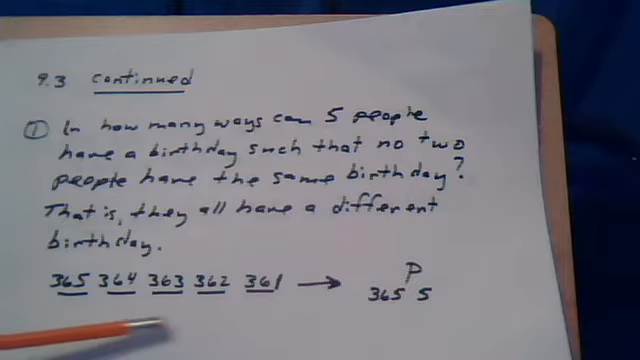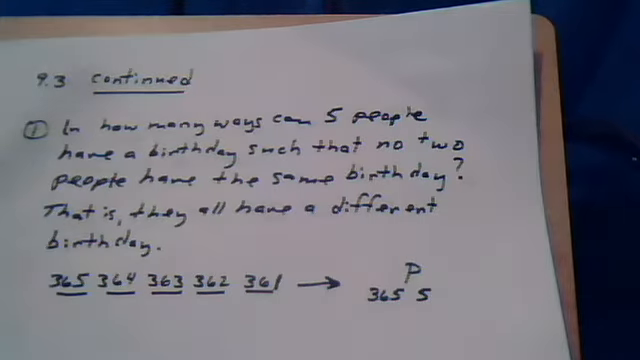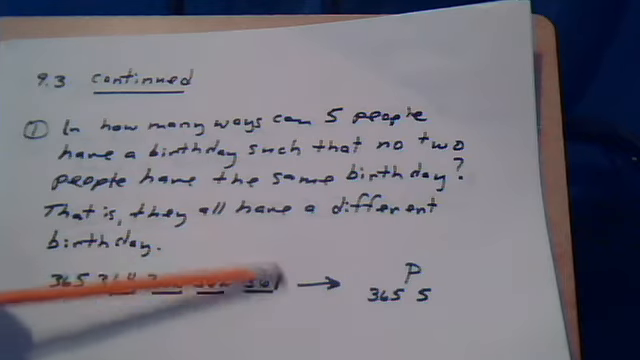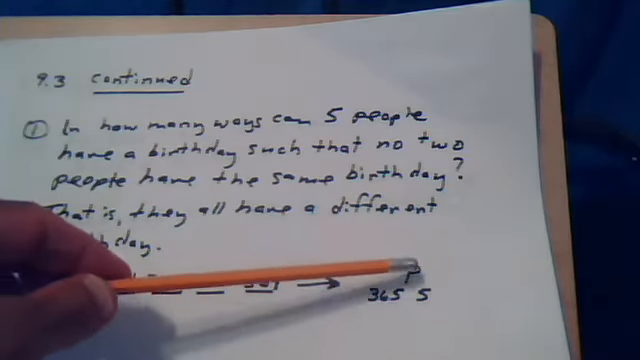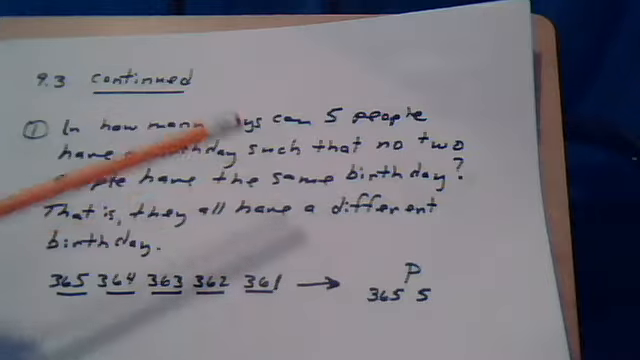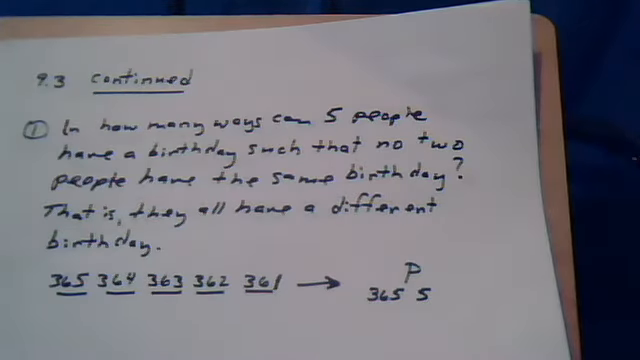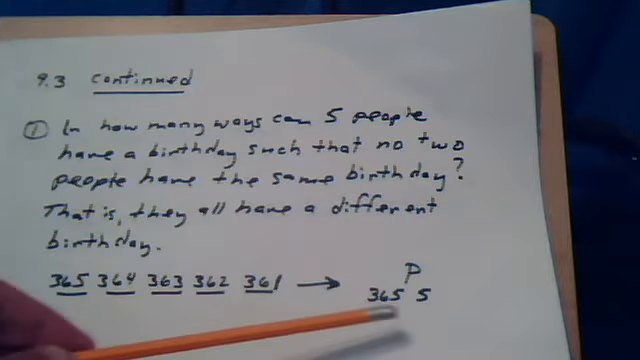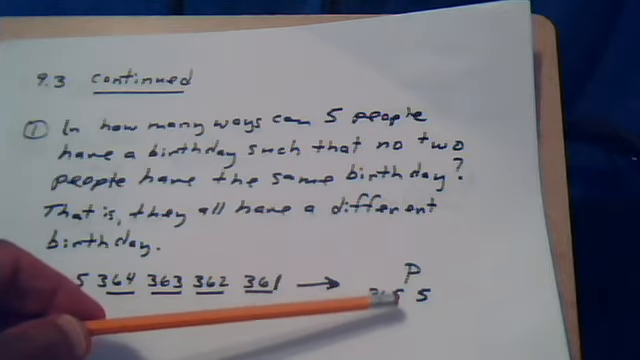Another way of writing the multiplication principle with no repetition is to write it as a permutation. So this can be represented by a permutation of 365, taking 5 at a time. You could do it either way. This one lends itself for quick calculator use.